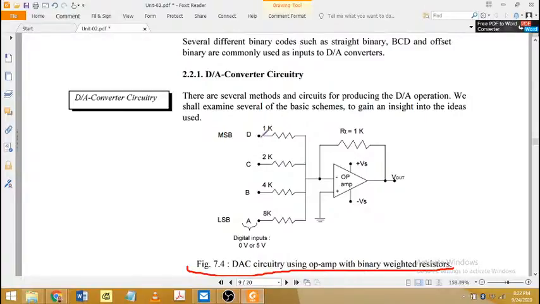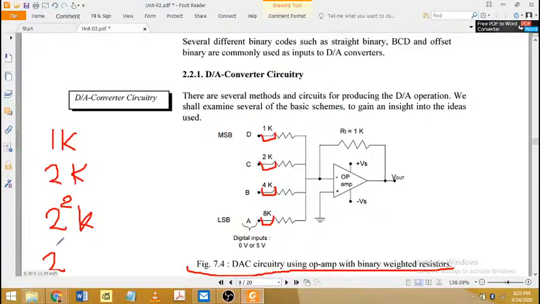First of all, the resistance here is 1k, another is 2k, next is 4k, and another is 8k. So these are 4 bits. You can see that the MSB has the least resistance. After the MSB the resistance is 2k, and then it is 2 power 2 k, that is 4k. Then we have 2 power 3 k, and these are the 4 that we are having right now. If suppose we are having 5 bits, then the next resistance would be 2 power 4 k.